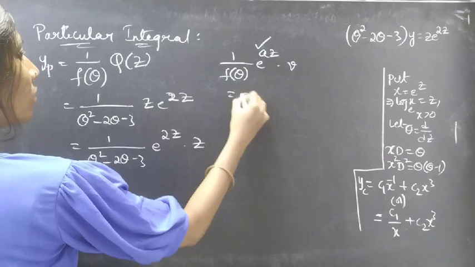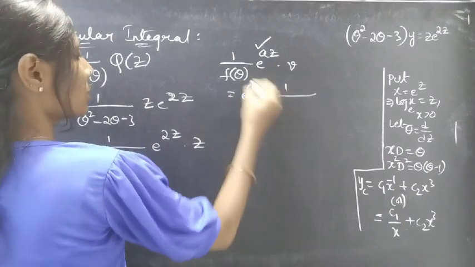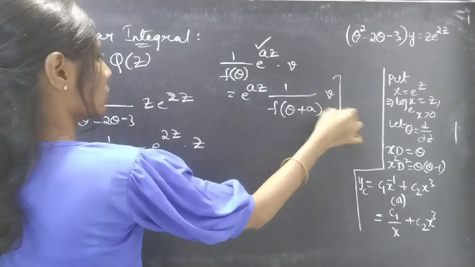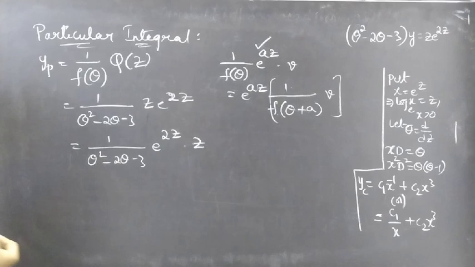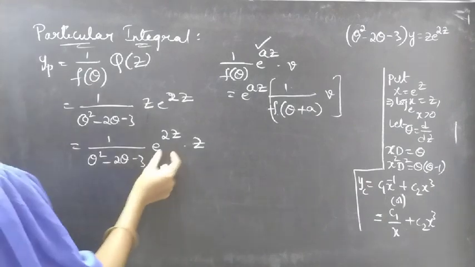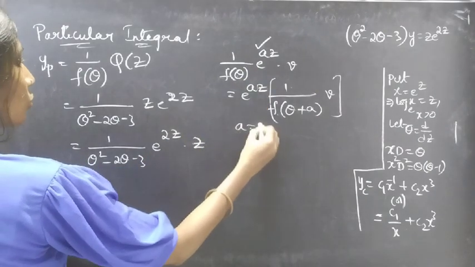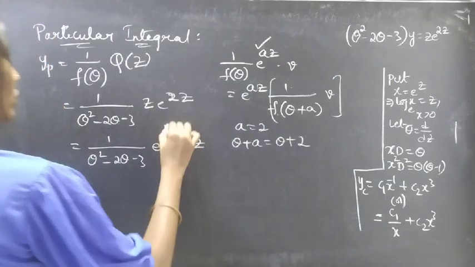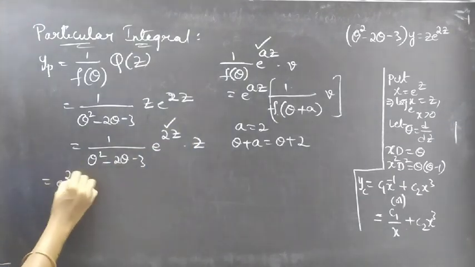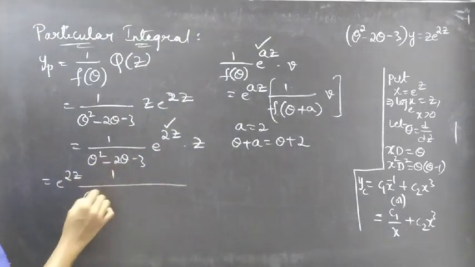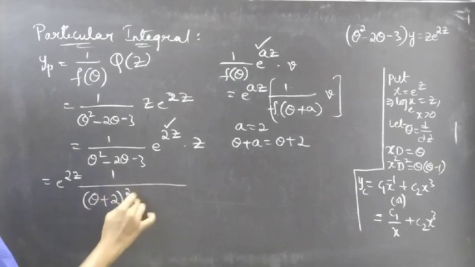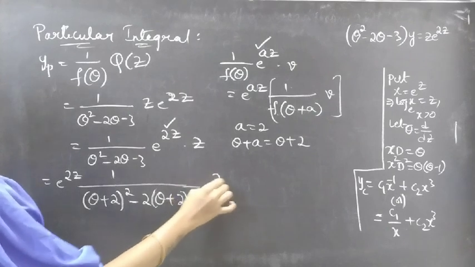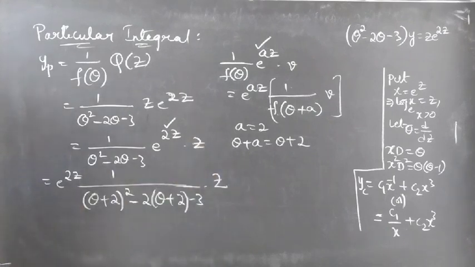Now we'll shift e power az towards the left by replacing theta with theta plus a, and later we'll operate v with 1 by f of theta plus a, right? Now compare e power 2z with e power az. Then for a equals 2, theta plus a is theta plus 2. Now shift e power 2z towards the left by replacing theta with theta plus 2. We'll get theta plus 2 whole square minus 2 times theta plus 2 minus 3 into z, right?